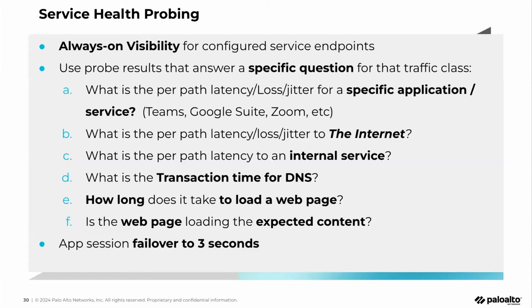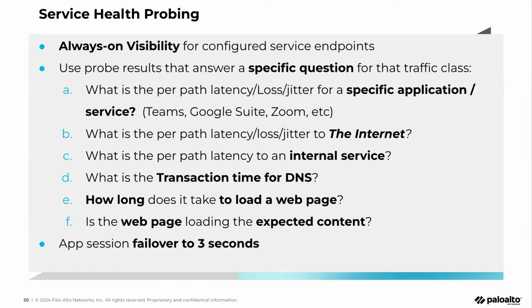So why service health probes? Well, to measure today, we really rely on real-time traffic. By leveraging service health probes, which are now synthetic in nature, we can have always-on visibility for whatever endpoints you may want to configure. Maybe there are specific applications we want always-on connectivity and real-time metrics for, things like Teams, Google, Zoom. Maybe specific paths on the internet underlay or specific internal services that we want to monitor all the time and leverage not only for incident alerts, but also for the path selection process.